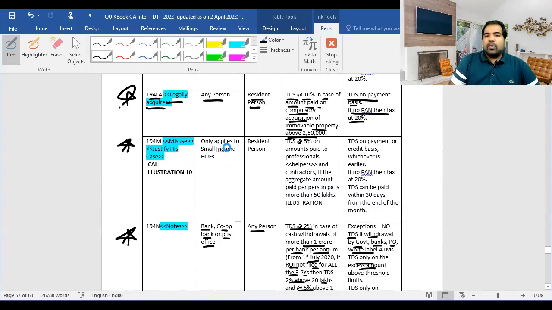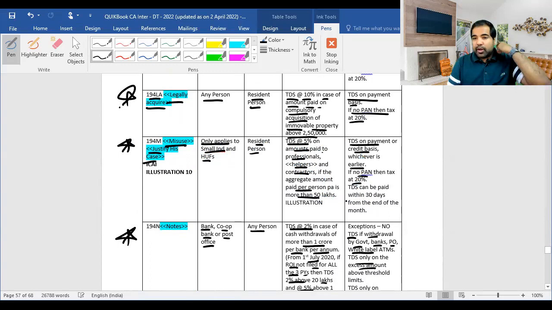194M only applies to small individuals and small HUFs. Justify his case, misuse. TDS at the rate of 5% on amounts paid to professionals, helpers, and contractors if the aggregate amount paid per person is more than 50 lakhs. TDS on payment or credit, whichever is earlier. No PAN, 20%.